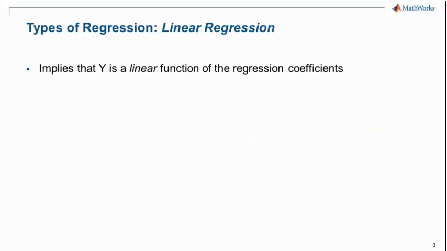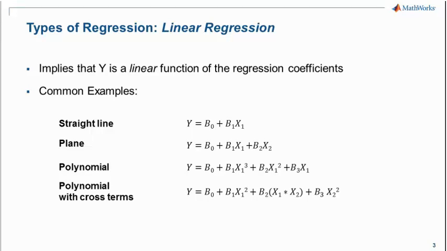Linear regression is the most commonly used type of regression analysis. Linear regression is used any time that y is a linear function of the regression coefficients. This includes both linear models, such as lines, planes, and hyperplanes, as well as a variety of simple curves, such as polynomials. As we discussed a moment ago, the first step in any regression analysis is specifying an equation that describes the relationship between our variables.